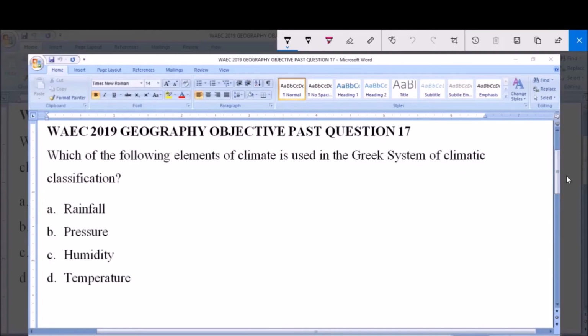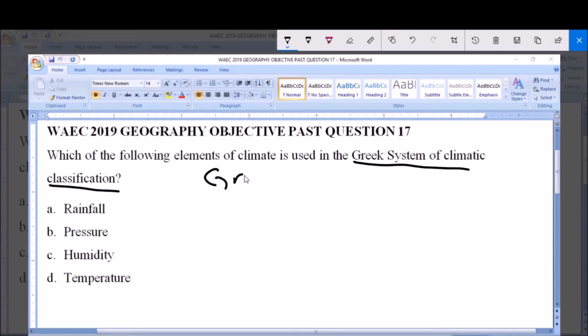Hello, I'm going to be answering Wassce 2019 Geography Objective Past Question 17. Which of the following elements of climate is used in the Greek system of climatic classification? A. Rainfall, B. Pressure, C. Humidity, D. Temperature. So the concept we are looking at here is the Greek system of climatic classification.